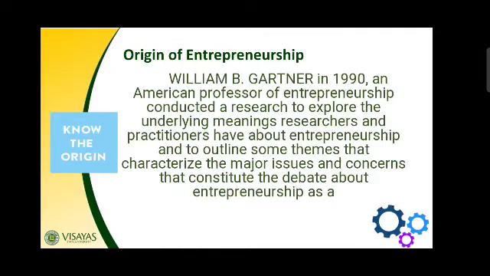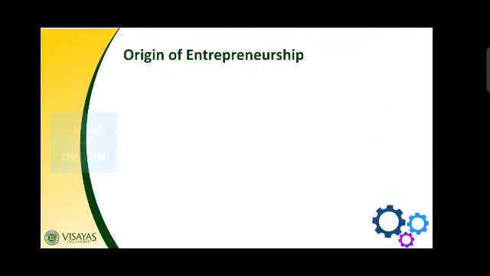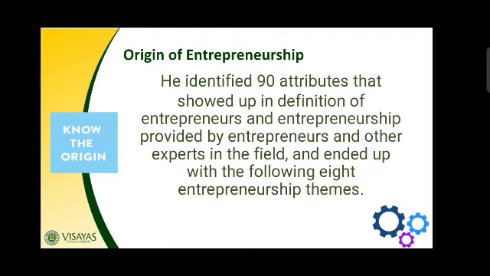So for us to have an overview of entrepreneurship, how did it start? So William identified 90 attributes that showed up in definitions of entrepreneurs. They interviewed entrepreneurs and other experts in the field, asking what they think about entrepreneurship and business, and ended up with the following 8 entrepreneurship themes. So these are the themes that William formed.